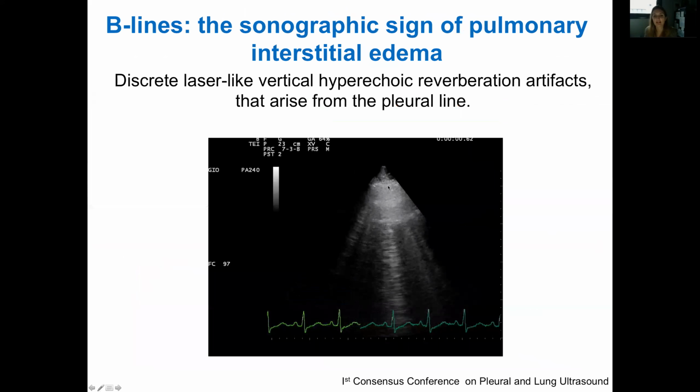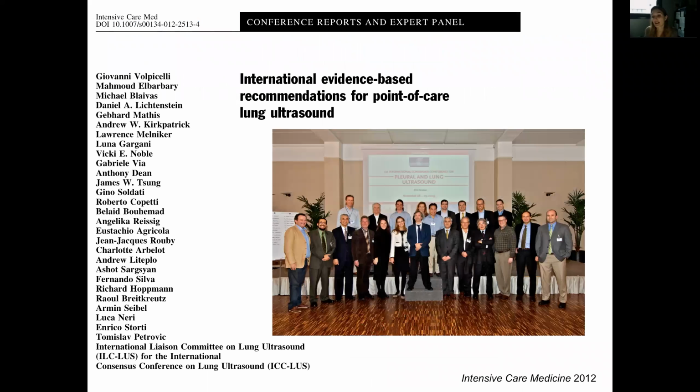So again, they are discrete, laser-like, vertical, hyperechoic reverberation artifacts that arise from the pleural line and go until the edge of the screen. And they are the sonographic sign of pulmonary interstitial edema. That's why we cardiologists like B-lines so much. And this is the definition that was given during the first consensus conference on pleural and lung ultrasound, which is going to be updated very soon.